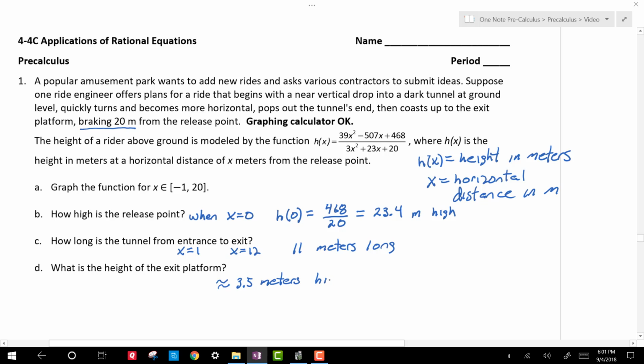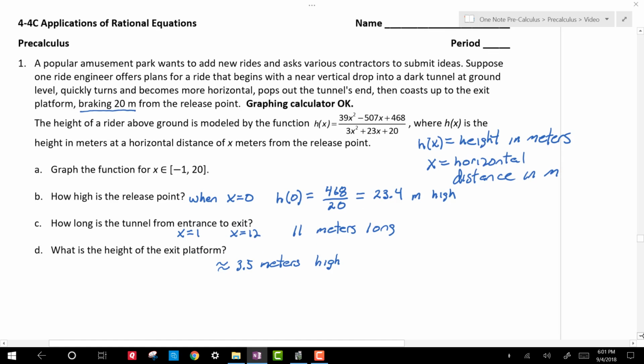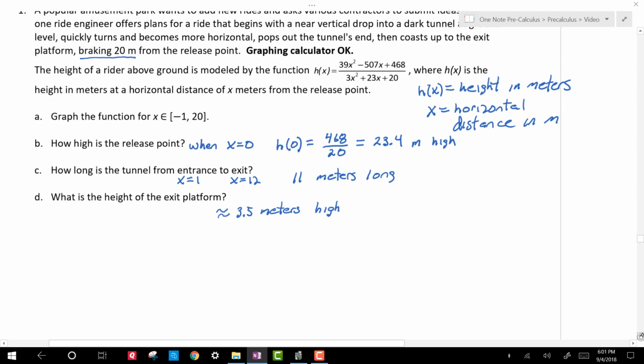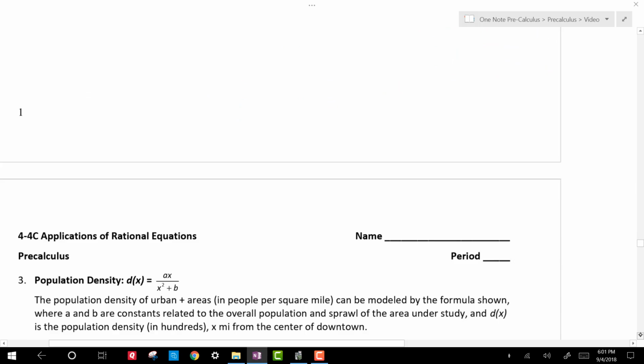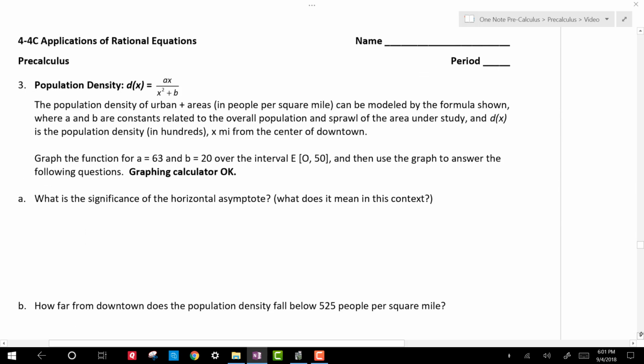Because both X and H are in meters, we want to make sure we're specifying how long versus how high things are. All right? So that one wasn't too bad, was it? It was kind of fun. We can design roller coasters here one day, maybe. All right? It's probably a little more involved than that. All right, here we go.